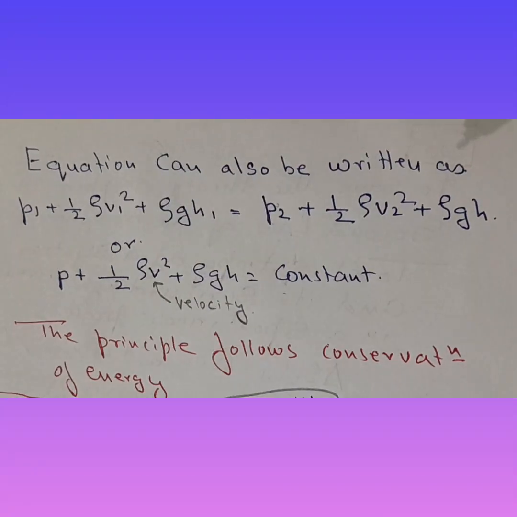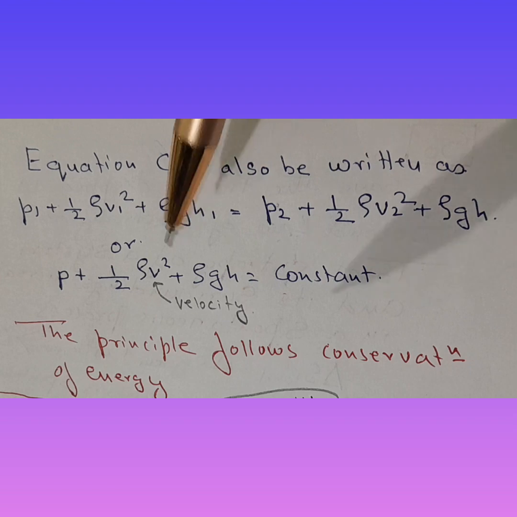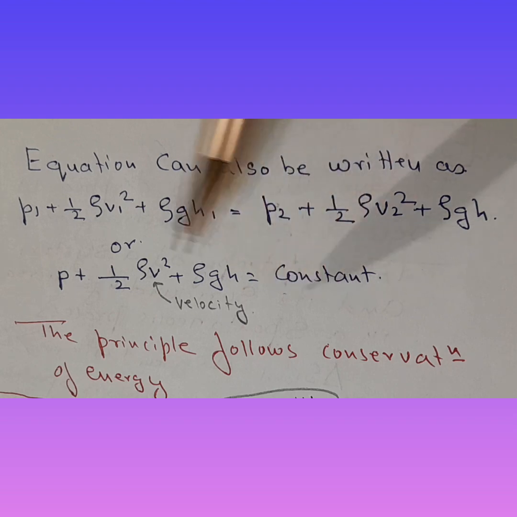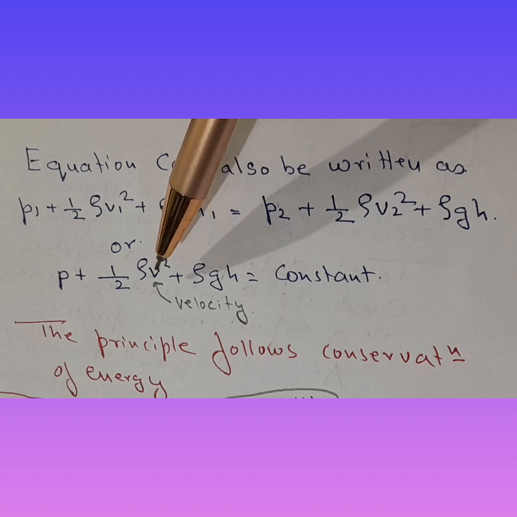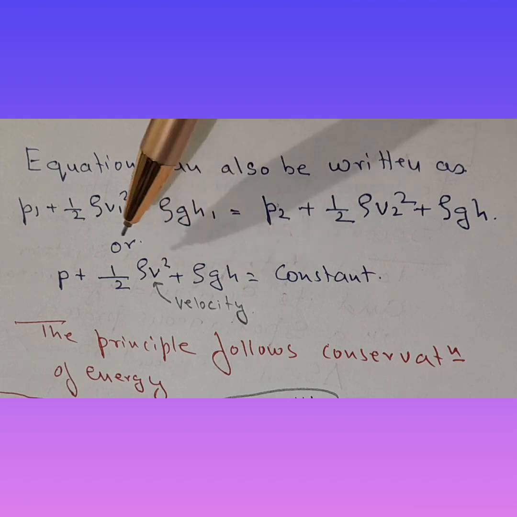So the equation can also be written as pressure 1 plus half rho v1 square plus rho gh1 is equal to pressure 2 plus half rho v2 square plus rho gh2. Or we can also say that it is constant. Just to keep in mind that this v is velocity. Alright. So that's all about Bernoulli's equation.